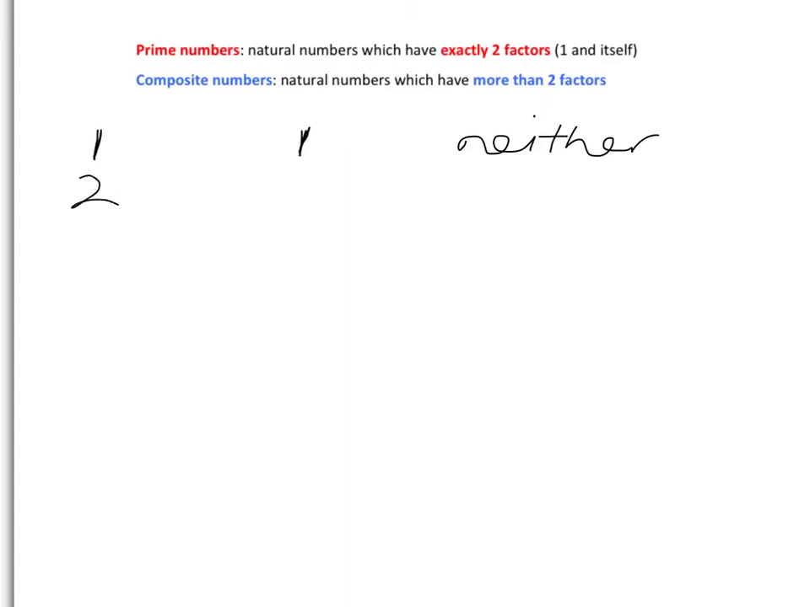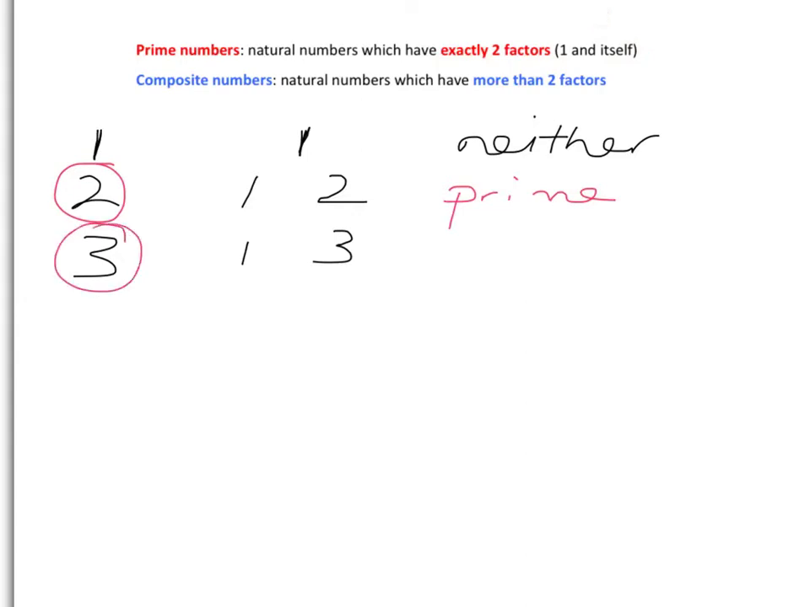Let's go to the next number, 2. What are the factors of 2? Well, if we go and find our factors of 2, we'll see that 2 has only got the factors 1 and 2. It has exactly two factors, 1 and itself, and this tells us immediately that what we're dealing with here is a prime number. 3, what are the factors of 3? 1 and 3. Again, a situation of exactly two factors, 1 and itself, which tells us that we're dealing with a prime number.